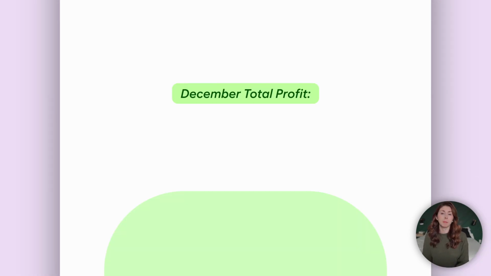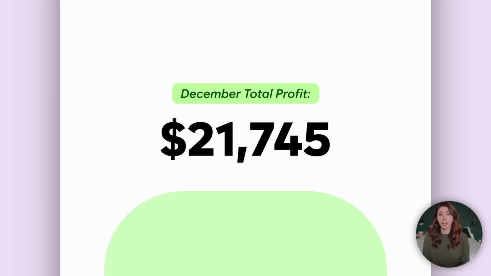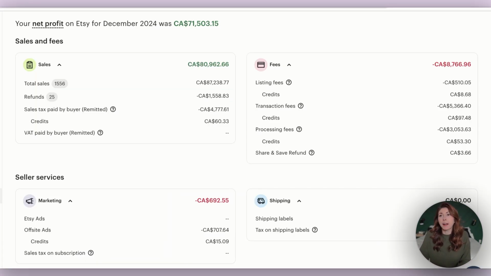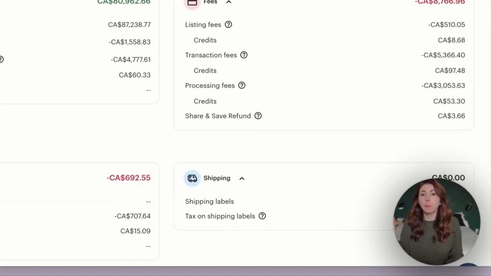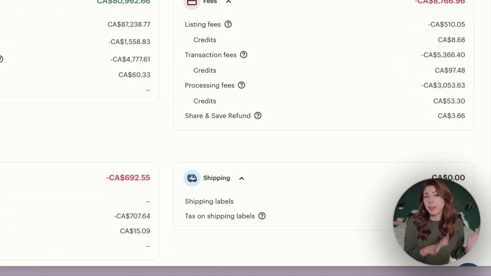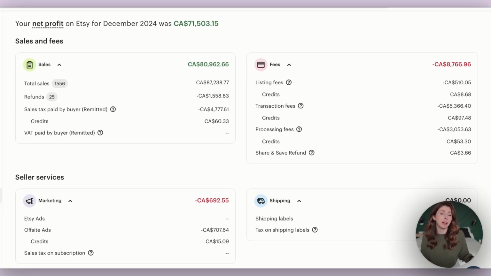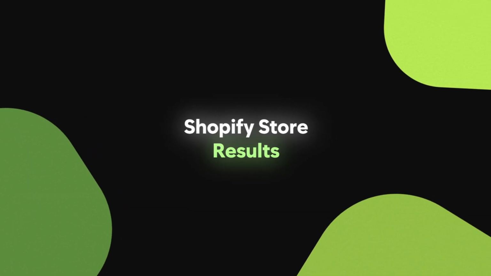So in Canadian, my total profit for the month of December was $21,745. And again, if the US dollar was better right now, this would be a little bit higher. I have a feeling going into 2025, I'm gonna be seeing lower profits because of this. December wasn't too bad, but it could have been better. And then the breakdown for my Shopify store.